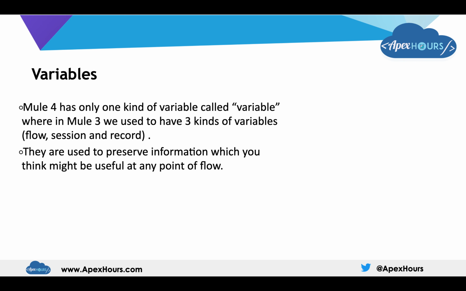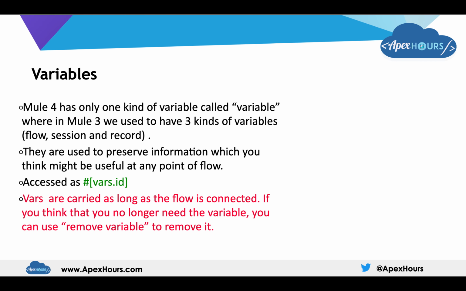Okay, so if you want to store some information or something like that, you can always make use of set variable component, and to access that particular value, this is the syntax. Again, hash and square brackets are common, guys, that is the syntax, and whatever you're keeping inside is the vars dot. Vars is a syntax again, dot id, like if you're storing it with the name of id, it will be vars.id. If you're using my name like Sravan to store the variable, it is like vars.sravan. That's how it looks. And these variables are carried as long as the flow is connected.